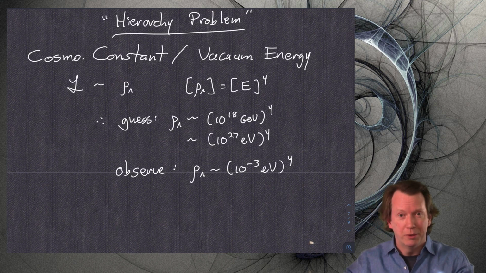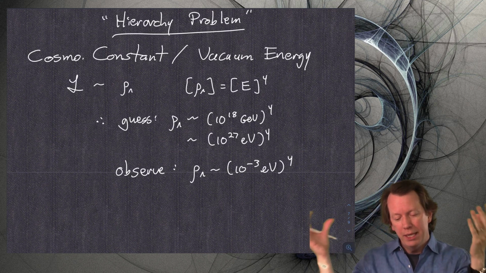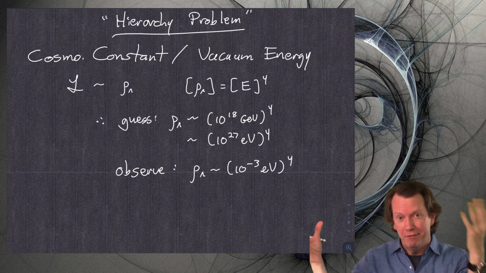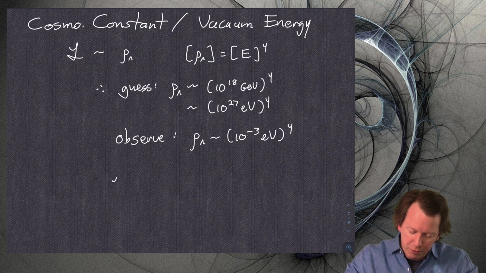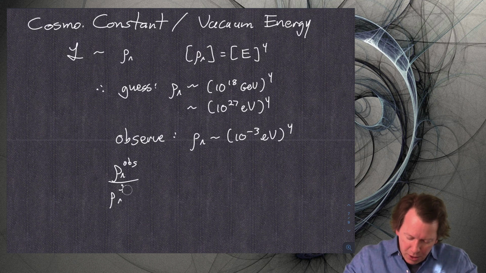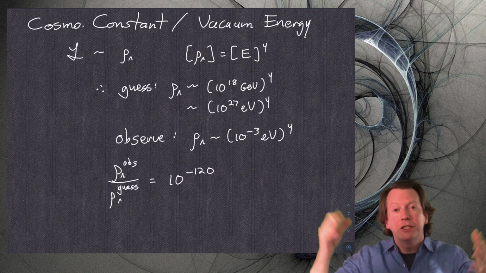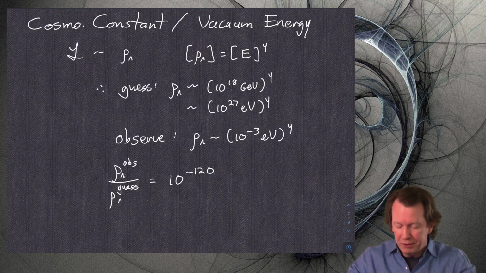We don't know what's going on with that. So on the one hand, it was a worse discrepancy. Infinity is bigger than this discrepancy. So this is where we get rho lambda observed over rho lambda theory. Let me not even call it theory. Let me be more honest and call it guess. Expectation is 10 to the minus 120, the largest discrepancy between theory and observation in all of physics.